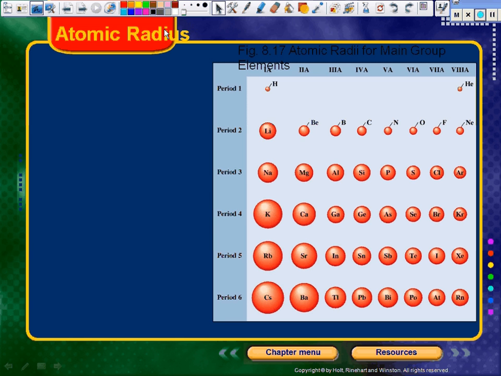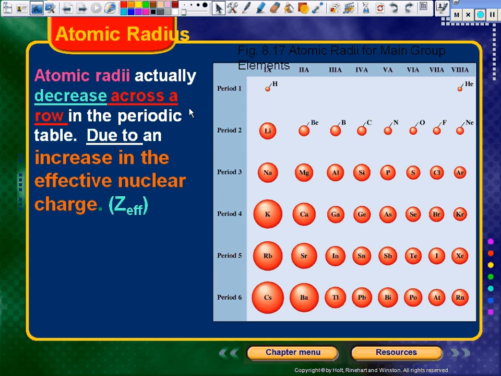So on the test, you may see 1 or 2 of several questions. What is the trend? But more than likely, you're probably going to see what? Why does it trend that way? What causes this trend to happen? I'm going to say it gets smaller because... and you're going to have to understand the trend. So let's talk about why it gets smaller. Atomic radii actually decreases across a row. And then when it says due to, do you agree that that is going to be your why? Here is the thing you need to learn.